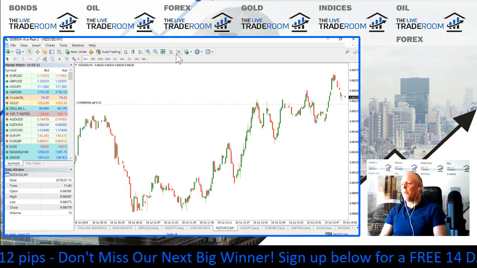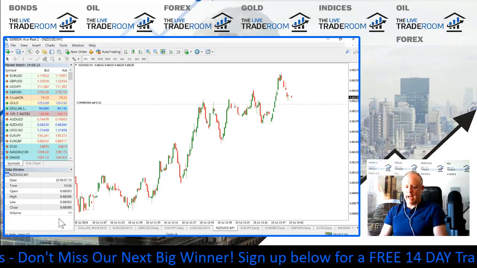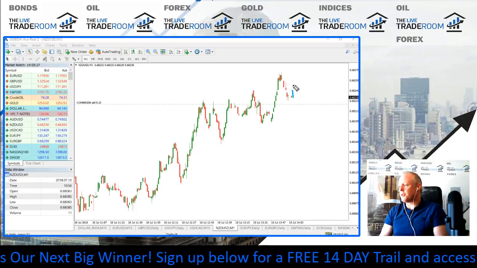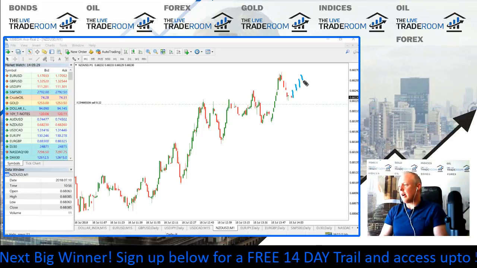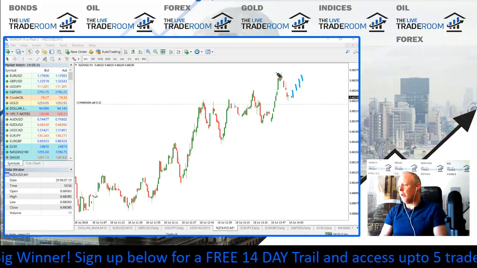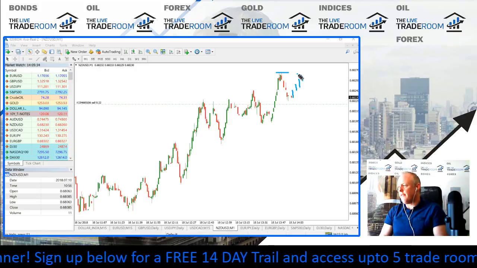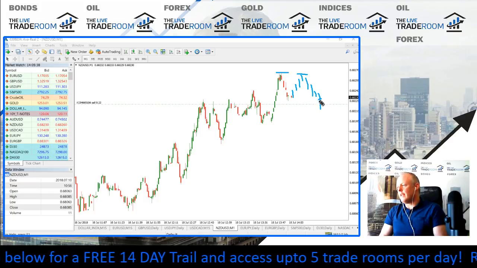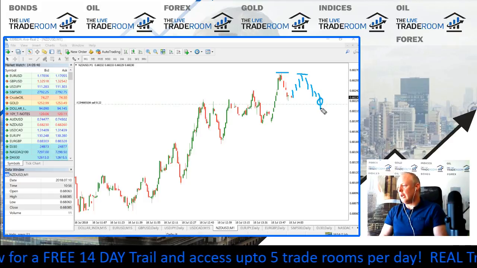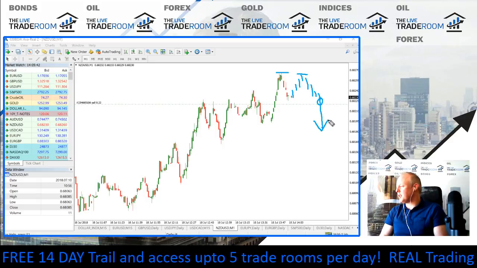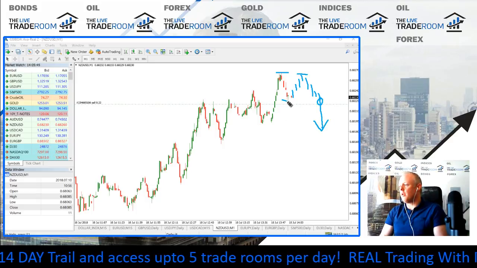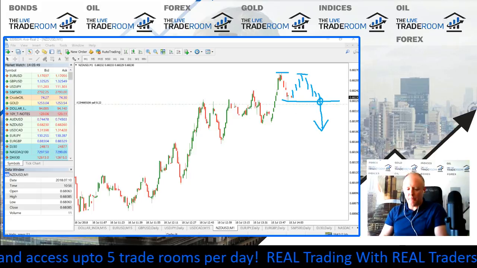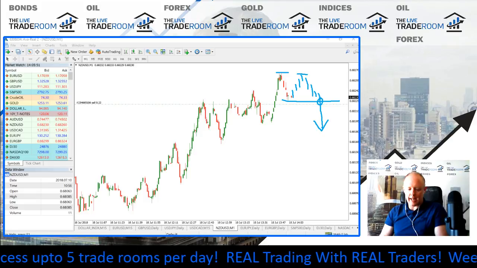So what we're going to be looking for is a situation where we get what's called a structural failure, which means that this market needs to fail to make a new high. So we'll take note of this high. If it fails to make a new high and then starts to roll over again, this is your fantastic opportunity to get into what's called a structural failure. So looking at this level and looking to capitalize on that. So we do need to be a little bit patient with this market as things currently stand.